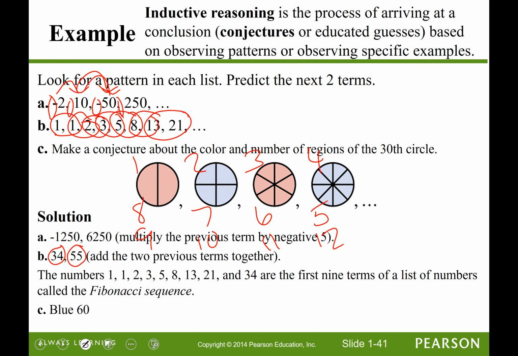If you got the blue 60, we're assuming that the pattern continues in this direction: pink, blue, pink, blue, pink, blue, and it is increasing by one more diameter each time. And that type of reasoning, when you look at patterns like that, is called inductive reasoning.